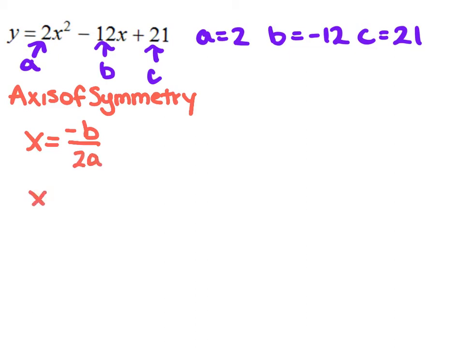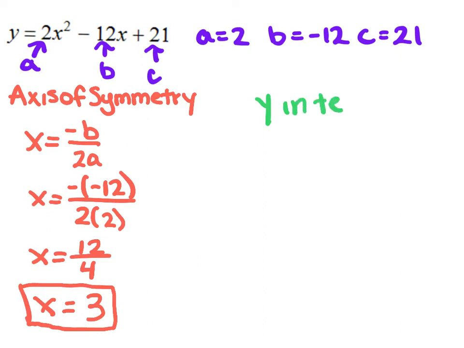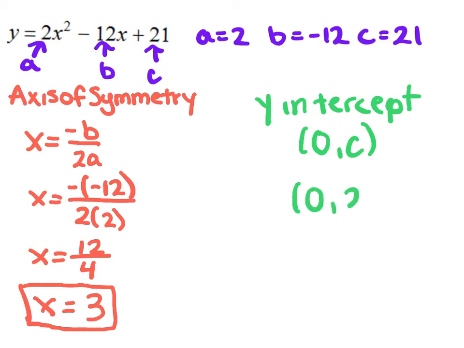So if I substitute, it would be x equals negative times negative 12 over 2 times 2. Now if I simplify, negative times negative 12 gives us positive 12. 2 times 2 is 4. So we divide 12 by 4, so you'll get x equals 3. Now your y-intercept is always 0, c. So in this case, since the c value is 21, the y-intercept is 0, 21. And that's your final answer.